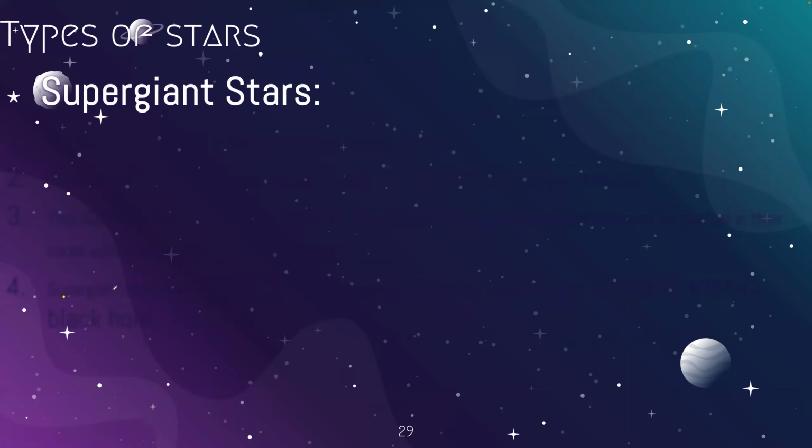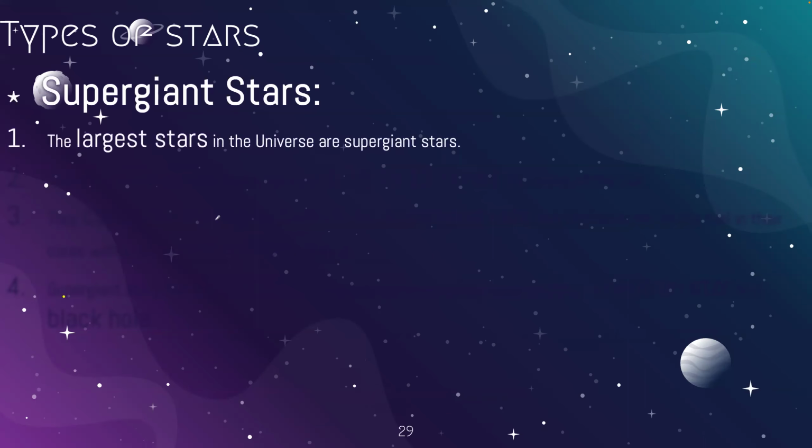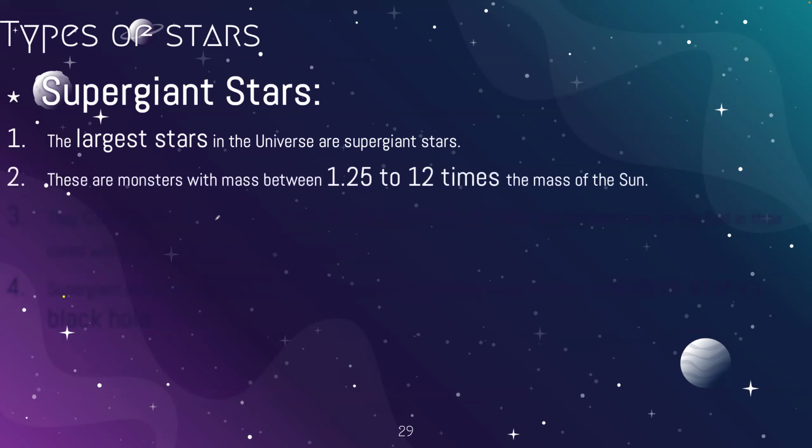So after the main sequence, it turns into a supergiant star. What is the difference? The only difference is the size. Otherwise, the process of a red giant and a super red giant is the same. So yeah, the largest stars in the universe are supergiant stars. They are monstrous, with a mass between 1.25 to 12 times the mass of the sun.